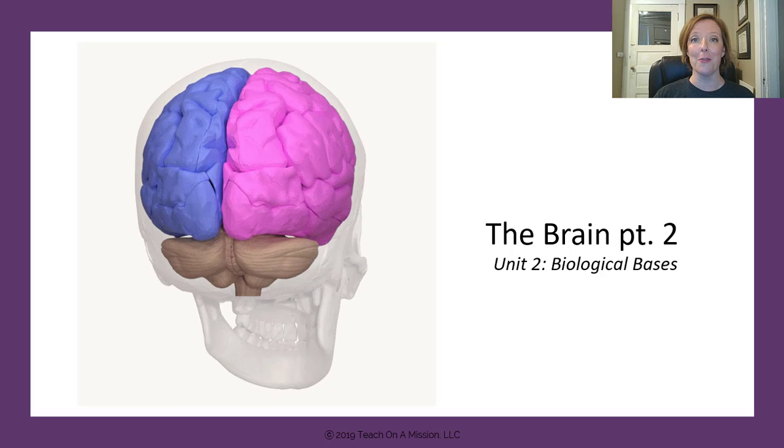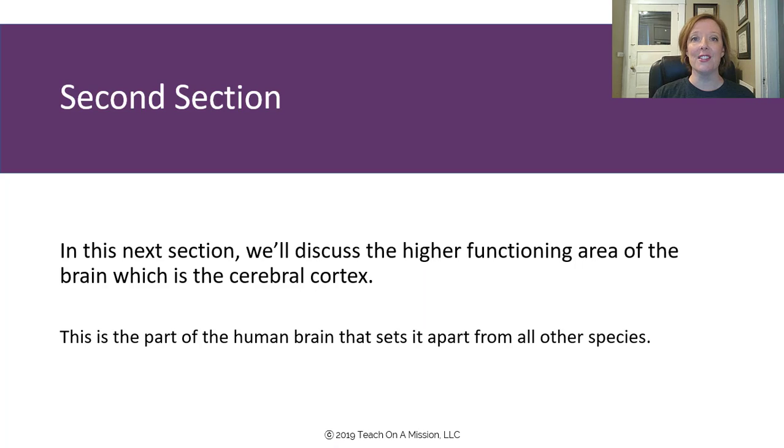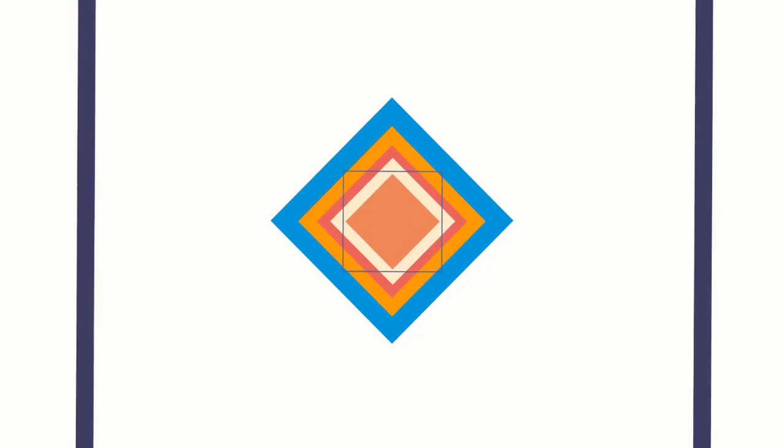We are finishing out the brain in this video with the brain part 2. This second section is going to cover the higher functioning area of the brain known as the cerebral cortex. This is the part of the human brain that sets it apart from all other species, and it is the part of the brain that makes you uniquely you. If you haven't done so already, go ahead and grab your notes and let's get started.